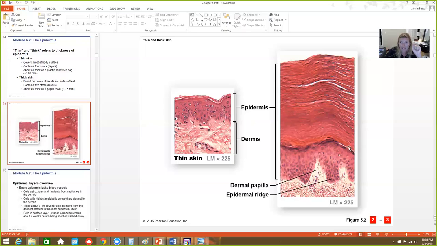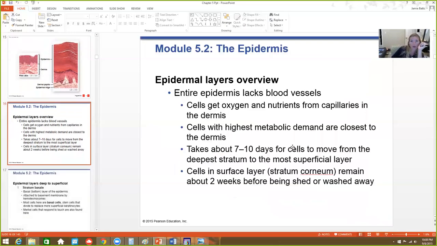Finally, there's this thin, clear layer. You can see a little bit of that clearness right there just below that top layer called the stratum corneum. And that clear layer is that fifth extra layer to thick skin. We'll talk about these layers right now.